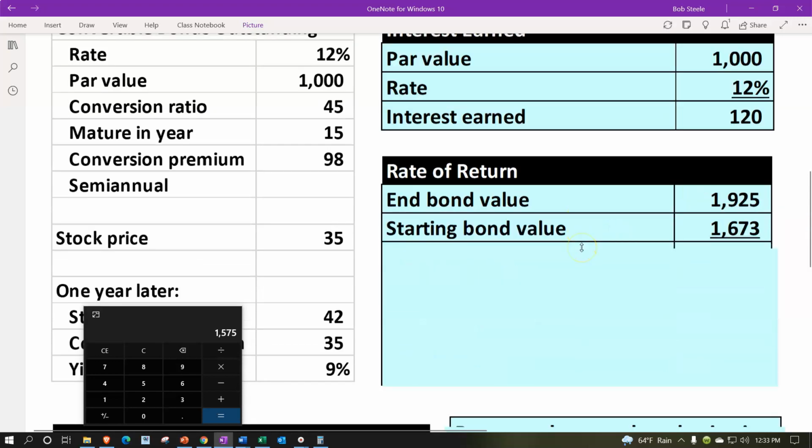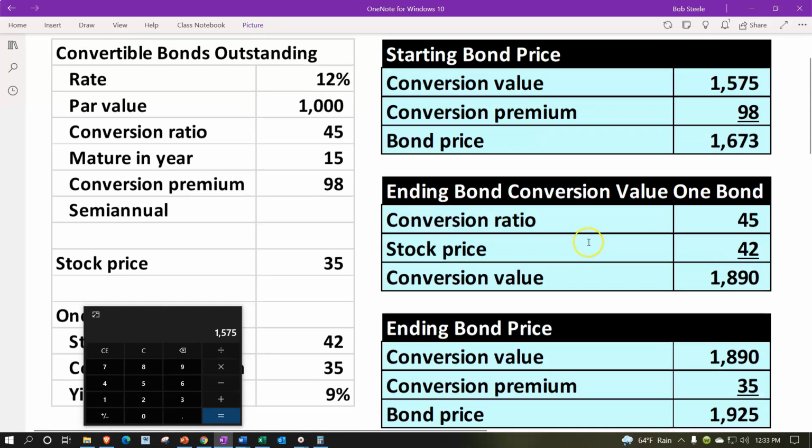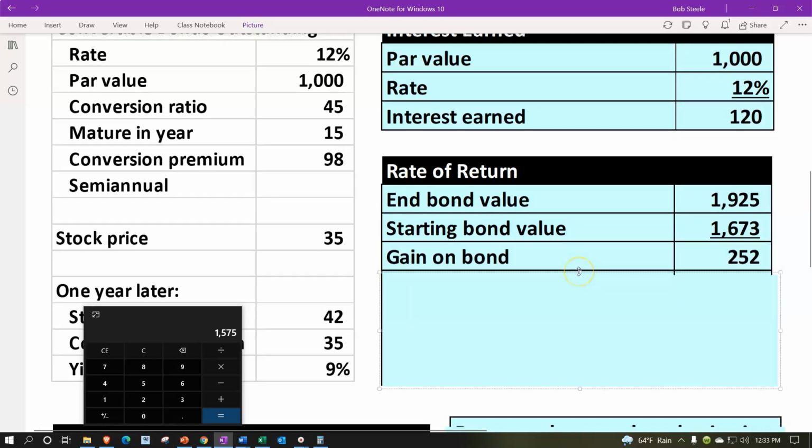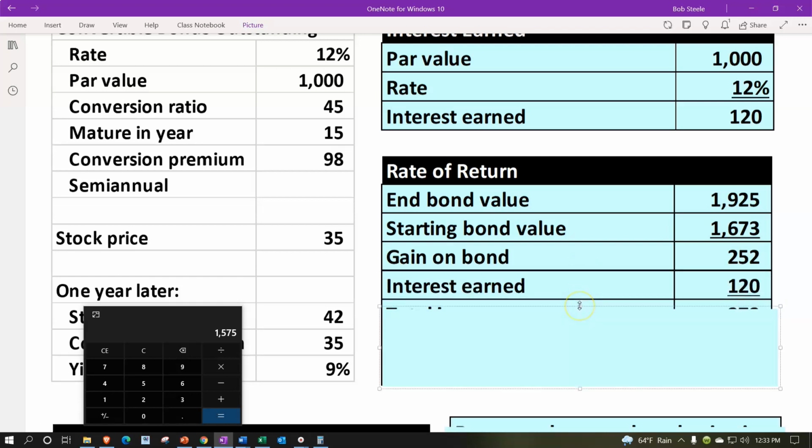We then have the starting bond value at the 1,673 we calculated. That means the bond has increased in value. We're going to call it a gain of the 952. The interest earned, we also have interest earned here that we calculated up top at the 120.